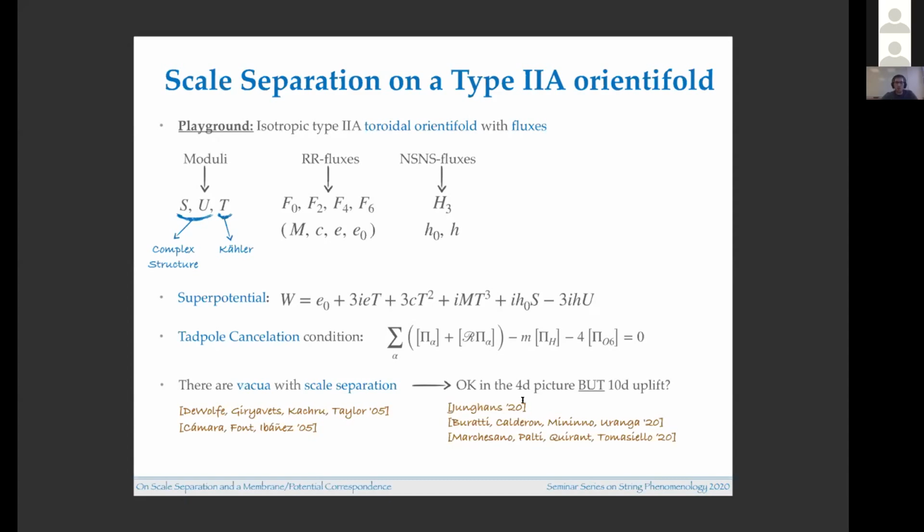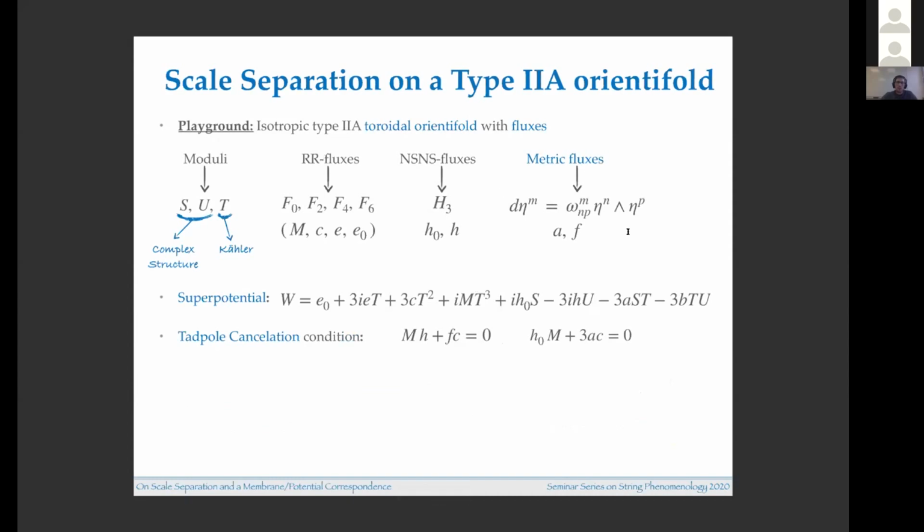So what I'm going to consider is this model, in which apart from these fluxes, in this isotropic type 2A toroidal orientifold, the same one I was talking about, but with these extra fluxes, these metric fluxes, which basically can be seen from the 10D picture as contributing to the globally defined basis of one forms in this parent torus. At the effective field theory level, what these do is just give extra terms in the superpotential, these two terms here.